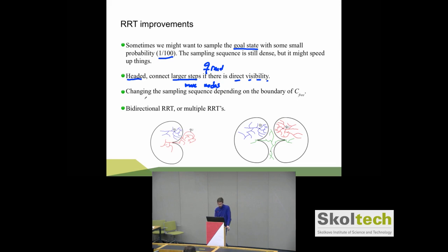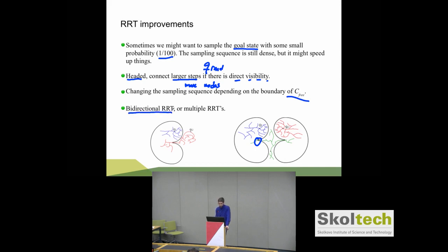You can also change the sampling sequence depending on the boundary of the C-space. That means that you see that there's a problem in parts of your regions where you are not really connecting, like for instance, let's say here. So maybe what you want to do is have a random sequence that is focused on getting a lot of configurations here in these kinds of bottlenecks. It's very hard to determine, by the way, what this new distribution is, right? So sometimes it's easier said than done.